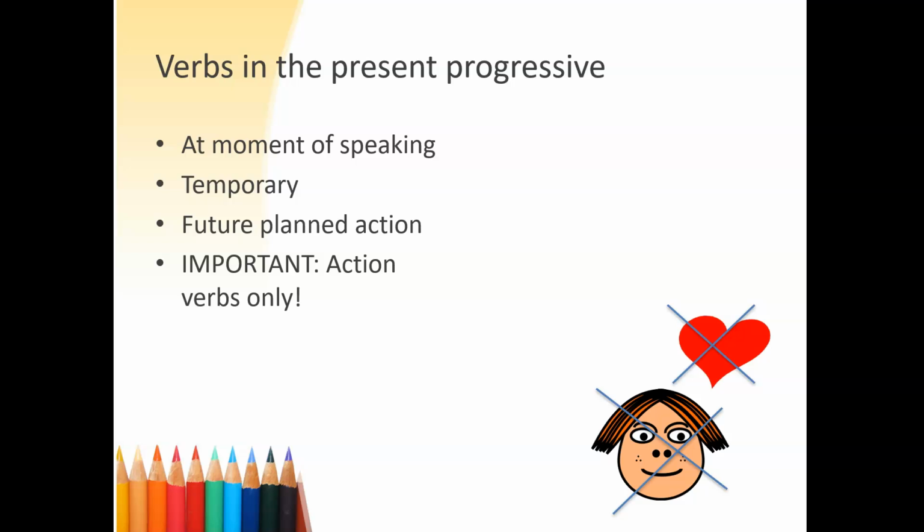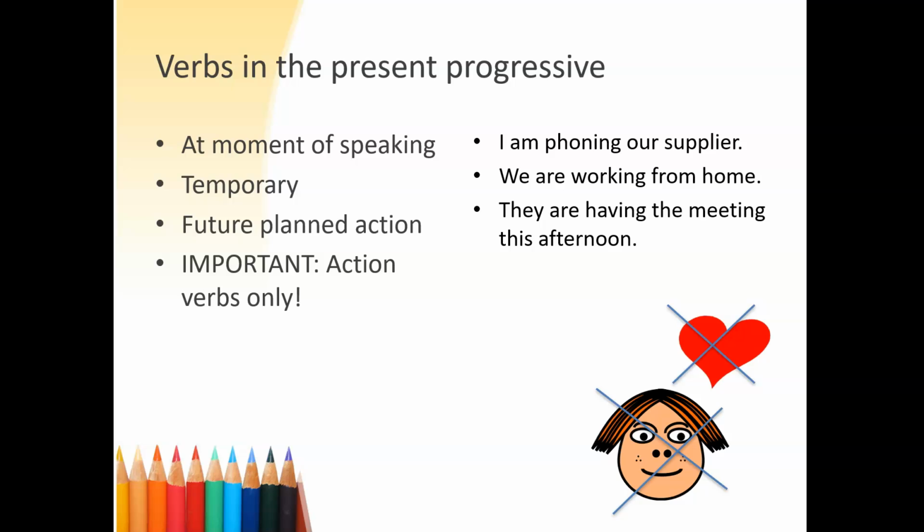Verbs in the present progressive we use to talk about something at the moment of speaking, a temporary action, or a future planned action. And it's important to consider that we use action verbs only, and I'll talk about that a little bit in a few seconds. So I could say, I am phoning our supplier. That's at the moment of speaking. Something temporary, we hope. We are working from home. And a future planned action, they are having the meeting this afternoon.